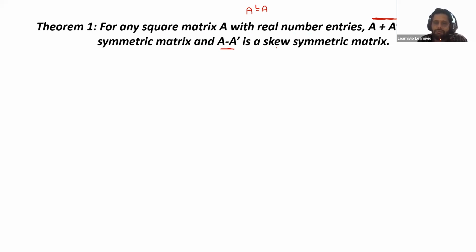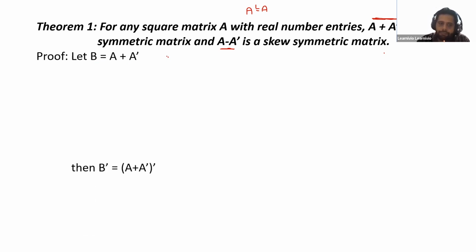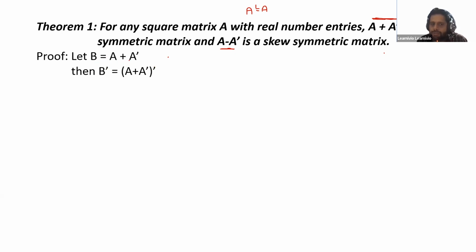So A plus A transpose is a symmetric and A minus A transpose is a skew symmetric matrix. Okay, so we will do the proof of this. We have assumed that B is equal to A plus A transpose. Now we have to find the transpose of this. So what does that mean? A plus A transpose, complete transpose. First we have assumed that B is equal to A plus A transpose.